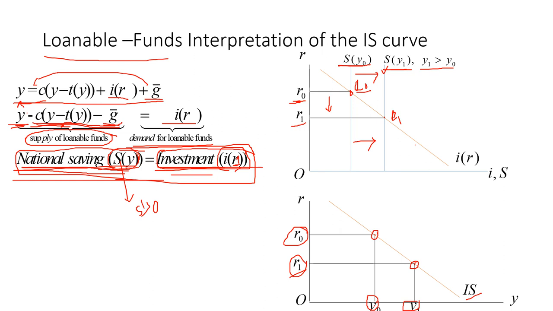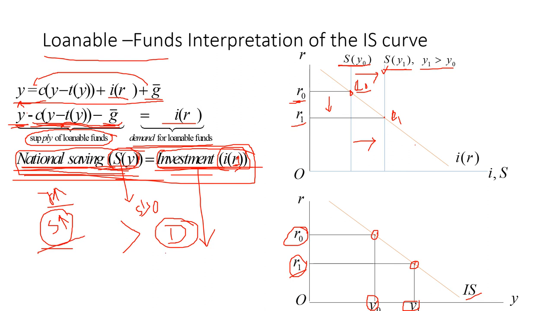And remember how the adjustment is happening here. When your income is increased, that means your supply of loanable funds, that is S, is increasing, but your demand for loanable funds is as it was earlier. So now you have a situation where supply is greater than demand. Because you have raised your income, you have a greater supply of loanable funds in the economy, but your demand is lower, and therefore you have an excess supply in the loanable fund market. As you know, when there is excess supply, price should fall. So R will fall. Corresponding to a higher value of Y, you are getting a lower value of R.